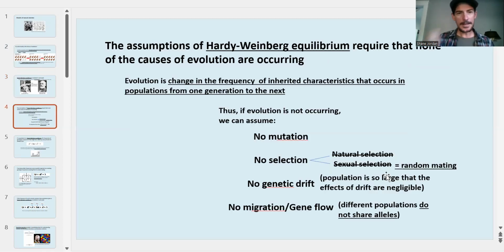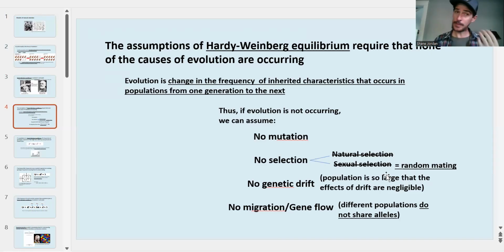Again, the assumptions of Hardy-Weinberg equilibrium really require that none of the causes of evolution are occurring. So we have our definition of evolution, and we know that evolution is caused by these four different things. But under the assumptions of Hardy-Weinberg equilibrium, we're basically saying if evolution is not occurring, then there can't be any mutation. There's no selection. There's no natural selection. There's no sexual selection. There is effectively random mating.